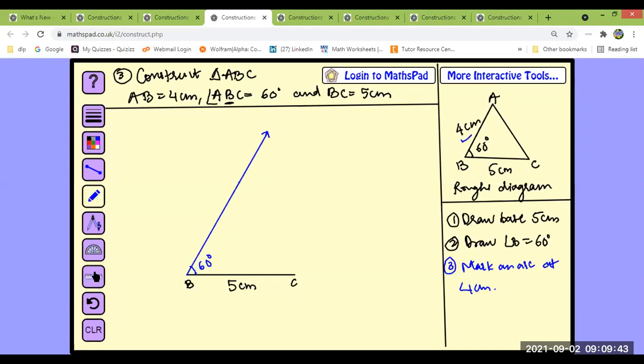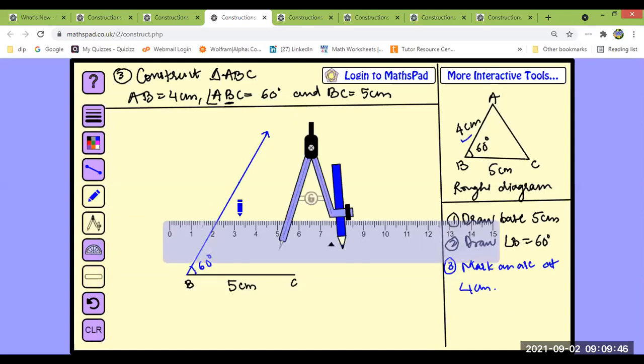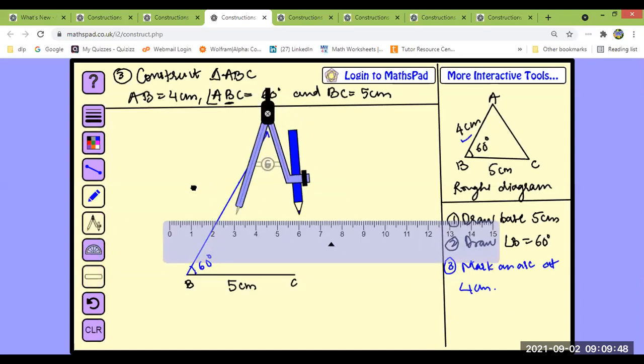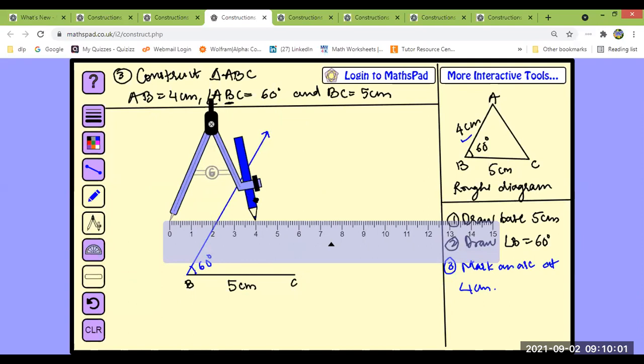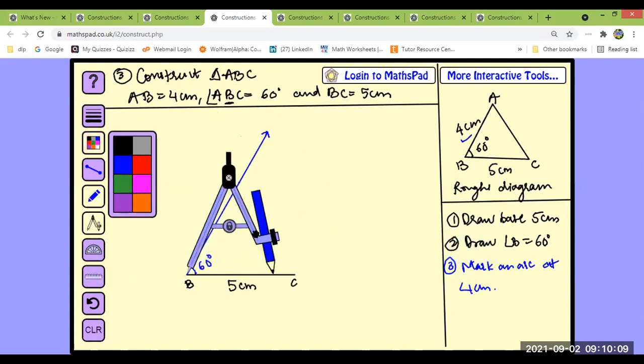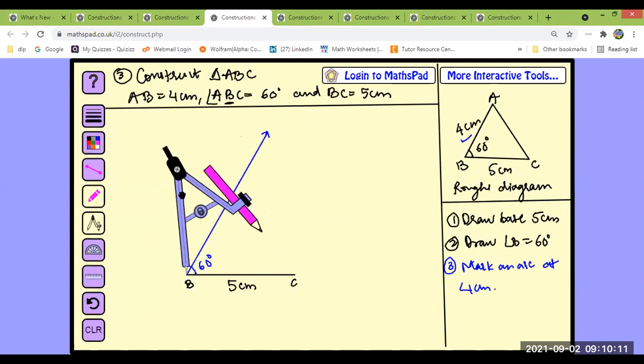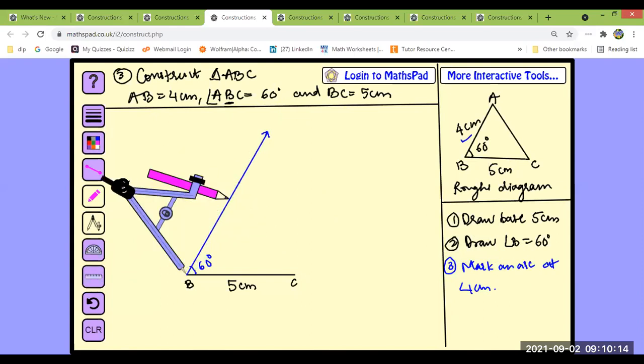On the ruler, we are going to take measurement of 4 centimeter. So place the steel point on 0 and adjust or take the measure 4 centimeter in it. Adjust it like this so that the distance is 4 centimeters. Now place the steel point on point B, and with the help of 4 centimeter distance, we are going to draw an arc. So mark 4 centimeters on this 60 degree line.